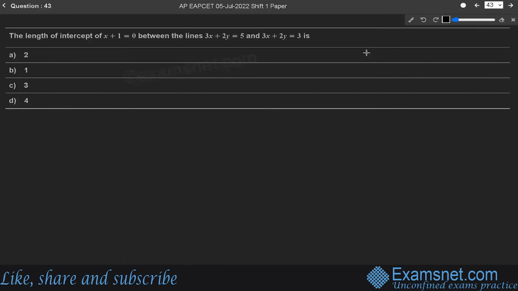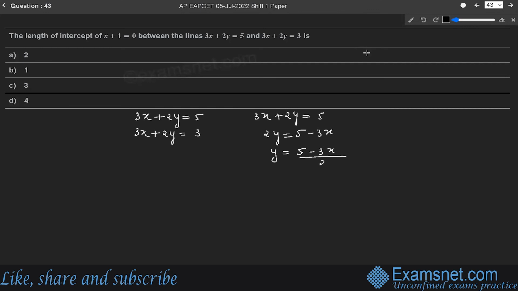Next question is: the length of intercept of x plus 1 is equal to 0 between the lines 3x plus 2y is equal to 5 and 3x plus 2y is equal to 3 is. We are given two equations. First equation is 3x plus 2y is equal to 5. It can be written as 2y is equal to 5 minus 3x. From here we can calculate the value of y. Y will be equal to (5 minus 3x) divided by 2.